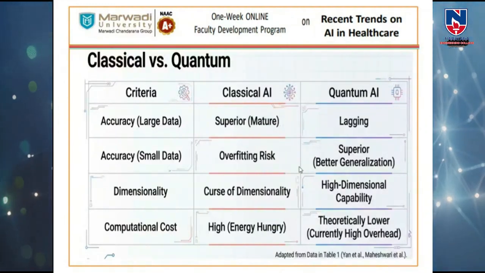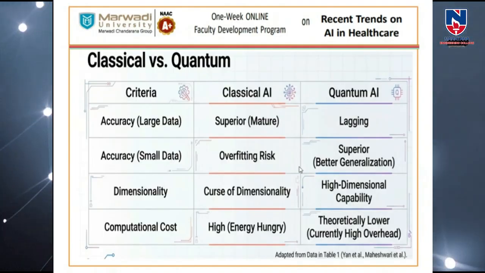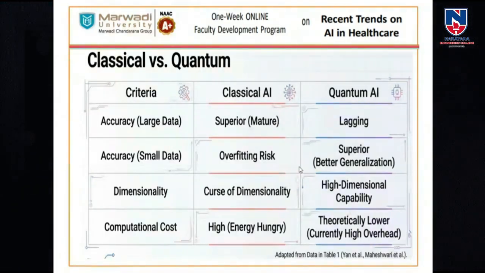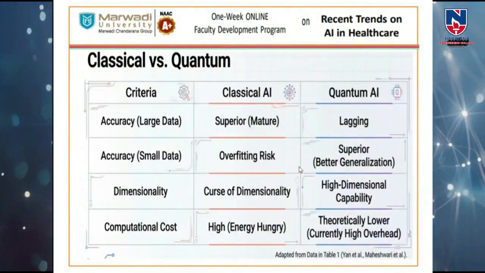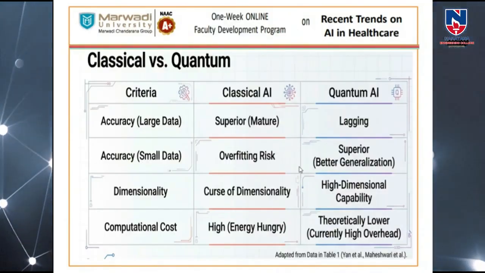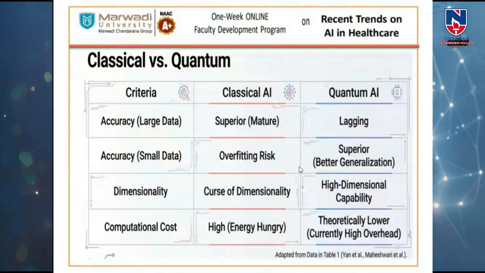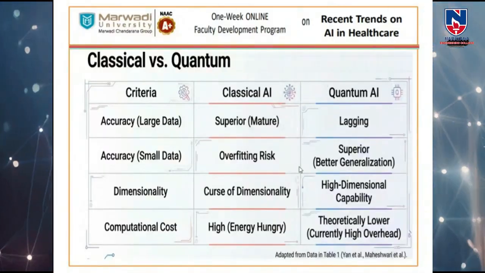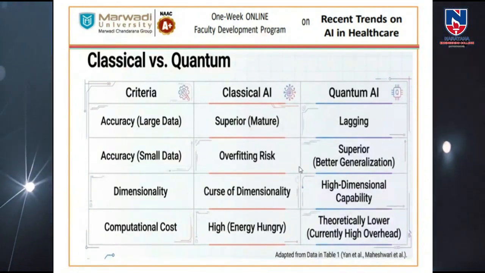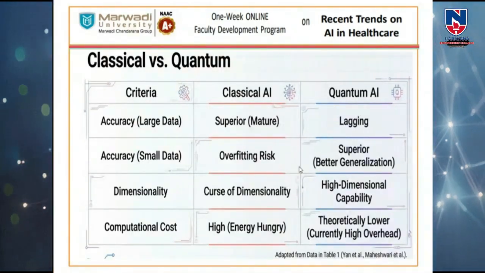Let me summarize the classical and the quantum readiness. Here, as far as accuracy is concerned, classical AI is superior in the case of large data sets, whereas in the case of small data sets, it is the reverse. That's where I mentioned quantum computing is giving superior accuracy for small data sets, because getting small data sets leads to low cost of power.